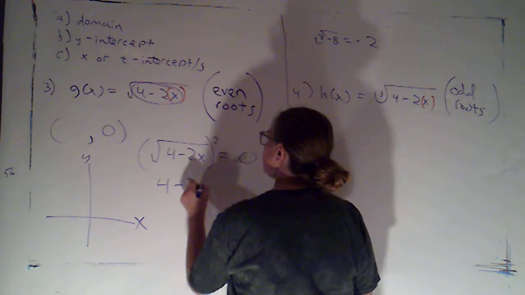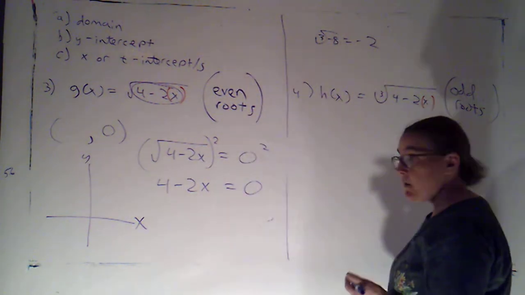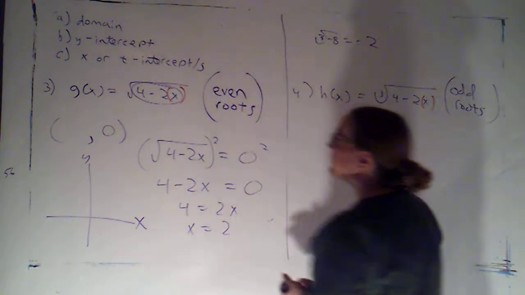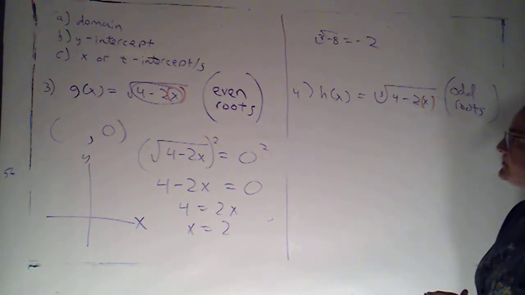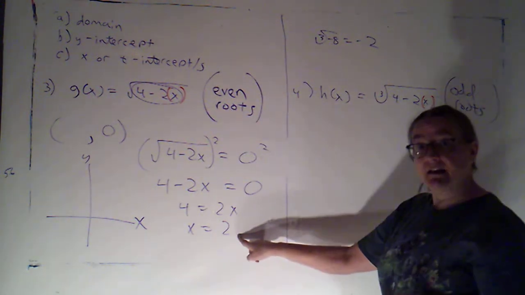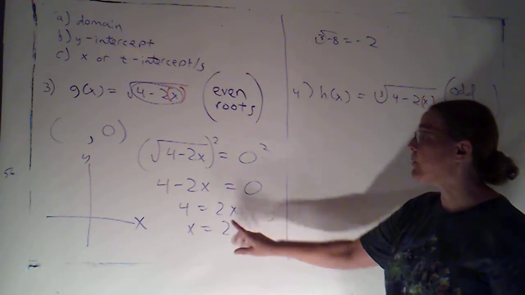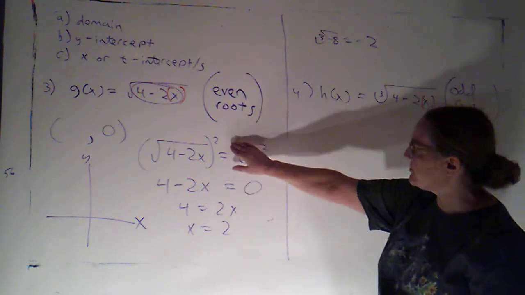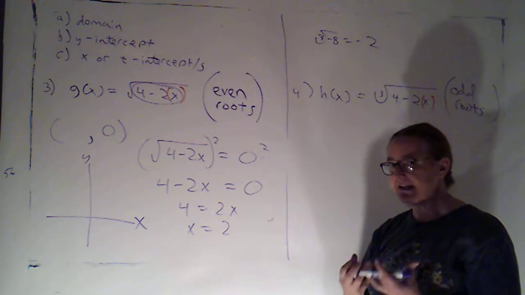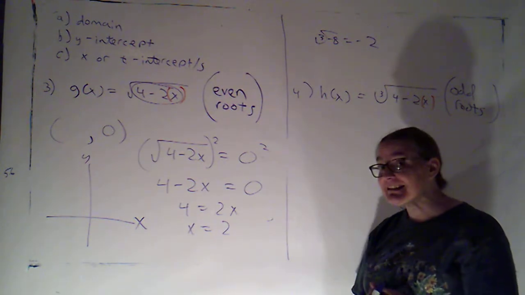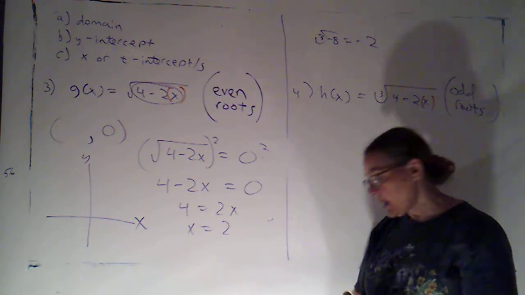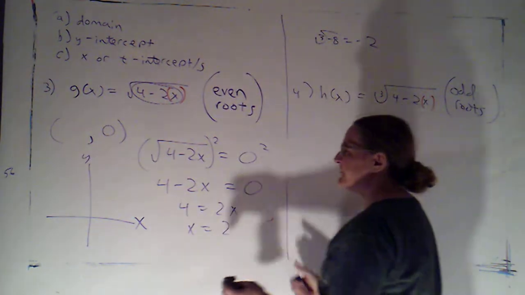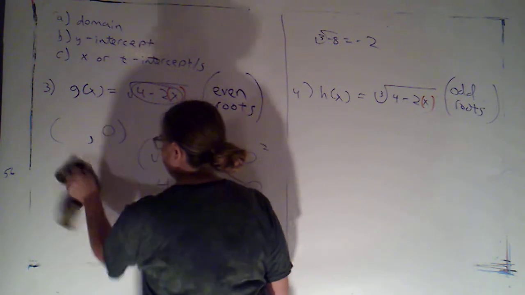So we'll get 4 minus 2x equals 0. So we'll get 4 equals 2x, and x equals 2. So it looks like we're getting the point (2, 0). I do need to be careful. Anytime I solve an equation by raising both sides to an even power, it is necessary for me to check my work. The reason is that even powers eliminate information we have about the signs of things.